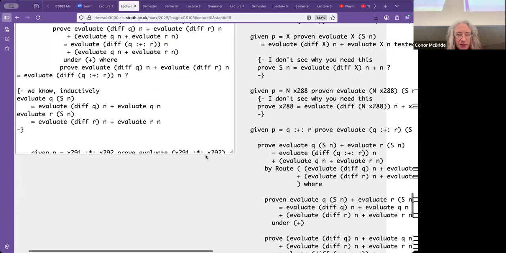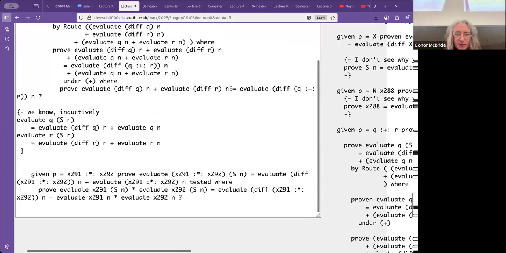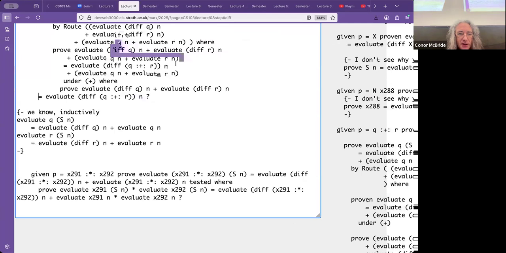And then I'll just rearrange this piece of business. Right. We are at the stage where we have chopped away all of the stuff that related to the value of Q plus R at n, and we're left with an equation that's got diff of Q plus R on one side, and separately diff Q and diff R on the left-hand side.